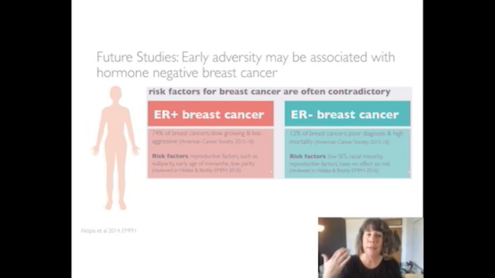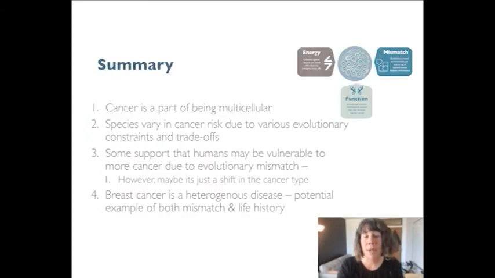Okay, so that's it. I want to have time for questions. Cancer, I started with the talk talking about it being a part of multicellular organisms. We know that species vary, and it's due to various evolutionary constraints and trade-offs, not just one mechanism. We see complex interactions happening here. There's some support that humans are more vulnerable, potentially due to evolutionary mismatch.